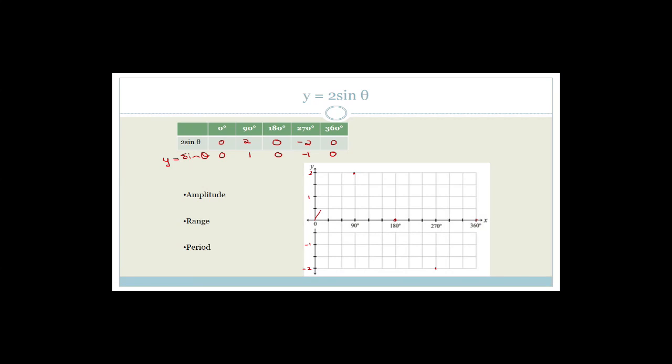Do you agree it's going to go up, and then it's going to come down through the 180, just to make my life miserable, down to it and then back up.